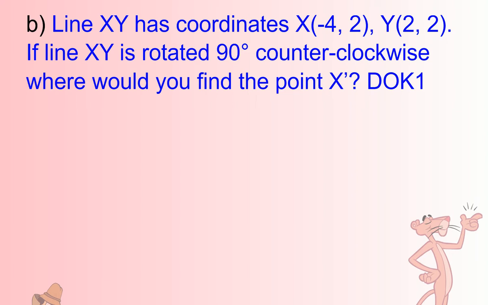Here's one for you to try. It says line XY has coordinates X of (negative 4, 2), Y of (2, 2). If line XY is rotated 90 degrees counterclockwise, where would you find point X prime?